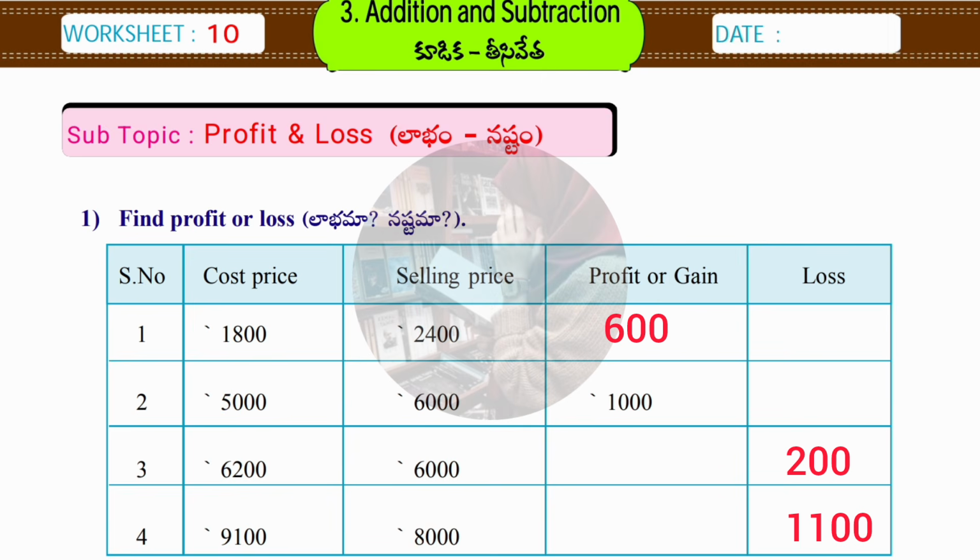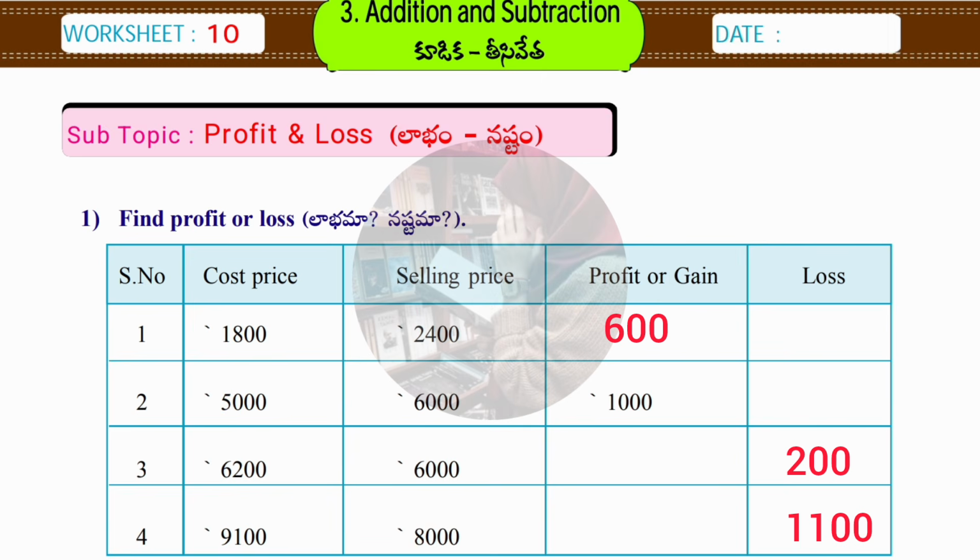Next one is 5000 cost price, 6000 selling price. So which amount is higher here? Selling price. Always remember, if selling price is higher than cost price, then you get a profit. If selling price is less than cost price, then you have a loss. Selling price minus cost price, 1000 will be left, which is a profit for you. So 1000 is the profit.